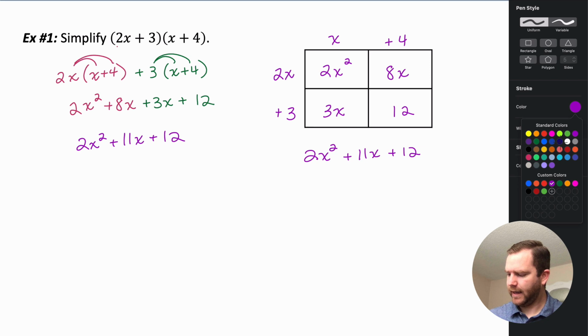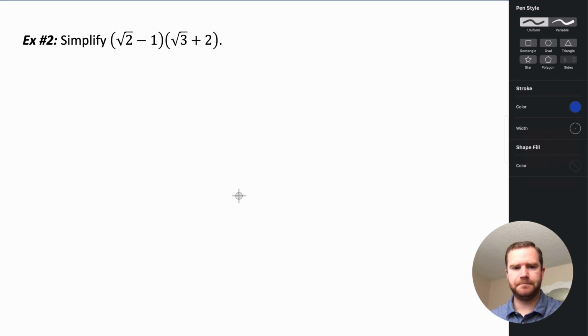So let's take a look at this next example. This next example is asking me to simplify this two-term radical expression times this other two-term radical expression. For this example, I'm going to use the distributive property method. So we're going to take the square root of 2 and multiply it through to both terms in my second radical expression.